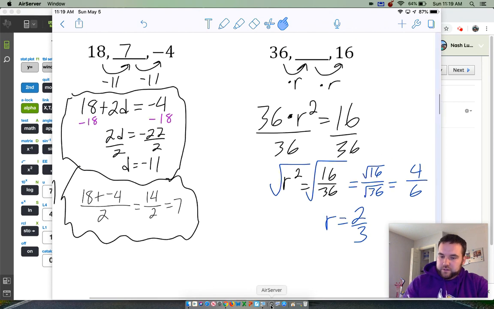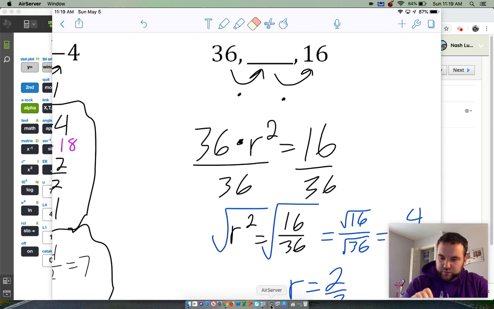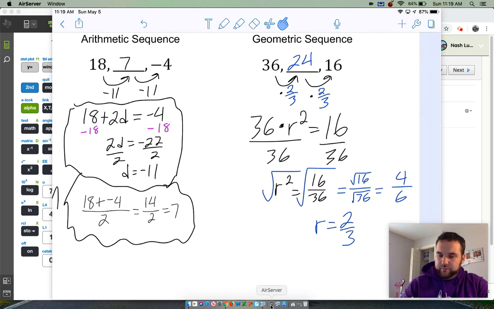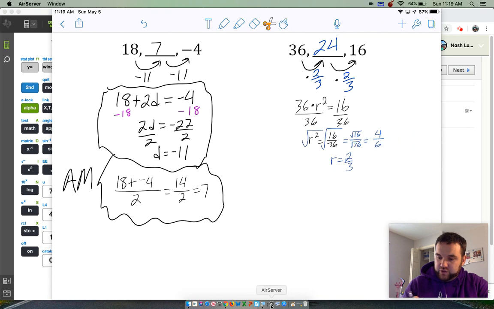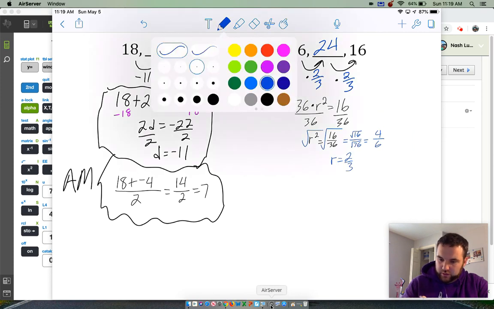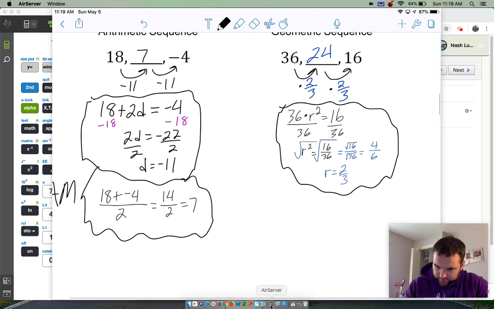Okay. So then I know the missing term is, I know this is times 2/3. This is 24. Okay. Again, longer process, but it tells us now we know both the pattern, aka the common ratio, as well as the missing term. The geometric mean is the way to find that middle missing term. Also, technically, we'll get to that in a second.